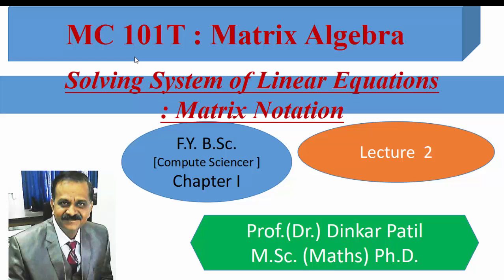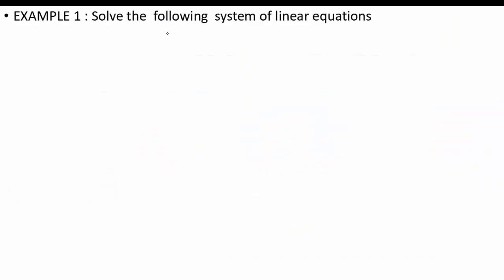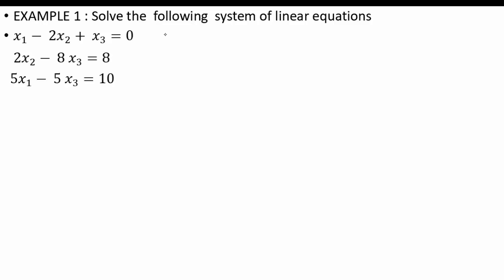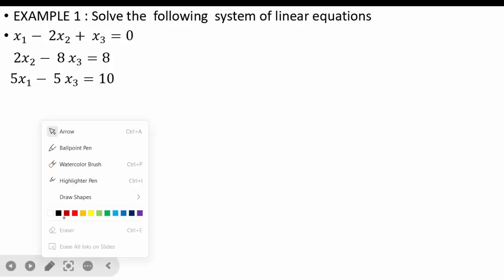Dear friends, in our second lecture on matrix algebra, we shall learn solving system of linear equations and matrix notations. To learn this, we shall solve the system of linear equations. See the system of linear equations: x1 minus 2x2 plus x3 equal to 0, 2x2 minus 8x3 equal to 8, 5x1 minus 5x3 equal to 10. How can we write this in matrix form?